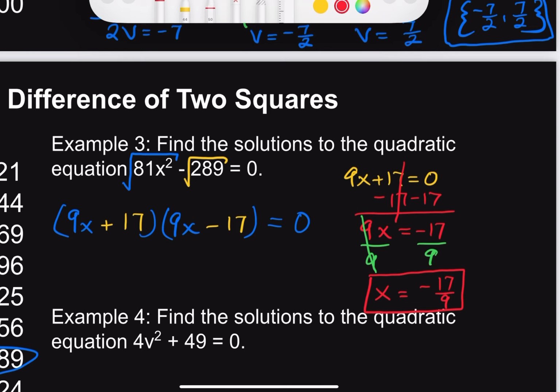And once again, as we know, the other one will have the same number except a different sign. The solution to this x will be positive 17 over 9. And there goes our solution set: negative 17 over 9, positive 17 over 9. There we go.